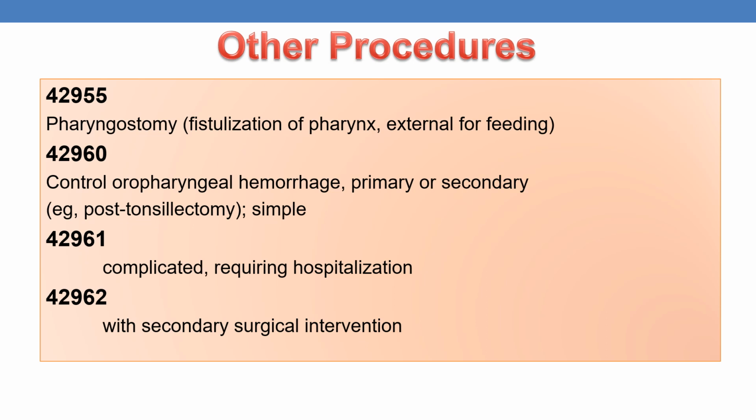The next is 42960. It deals with controlled oropharyngeal hemorrhage, primary or secondary. For example, post-tonsillectomy, simple. And for the control of oropharyngeal hemorrhage, primary or secondary, complicated, requiring hospitalization, the CPT is 42961. And for control of oropharyngeal hemorrhage, primary or secondary with secondary surgical intervention, that is, a secondary surgery is performed to control the hemorrhage, in such case, the CPT is 42962.